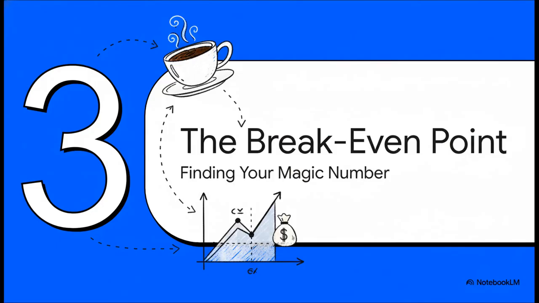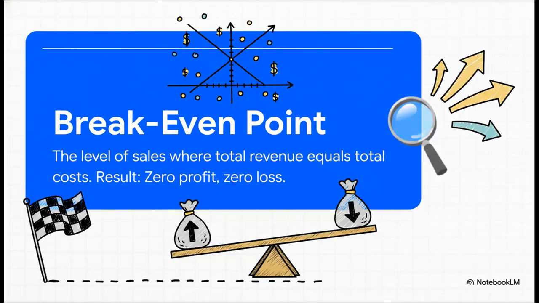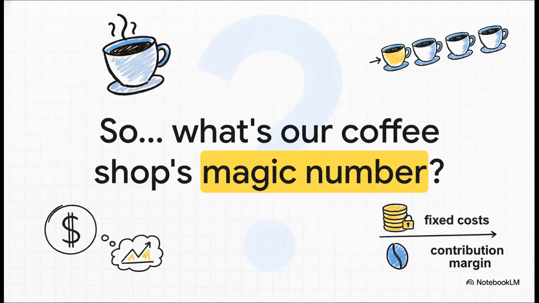All right, now for the fun part. Let's use all this to find that magic number we talked about in the beginning. We're going to calculate the break-even point for our coffee shop. The break-even point is exactly what it sounds like. It's that point where you're not making any money, but you're not losing any money either. Your total revenue for the month perfectly covers all your costs, both fixed and variable. It is literally the starting line for profitability. Okay, so we've got the pieces in place, we understand our costs, and we know our goal.